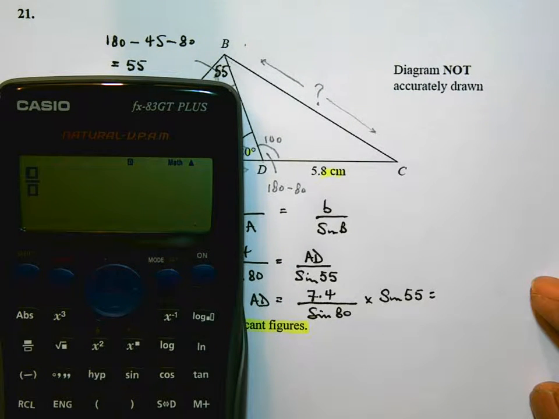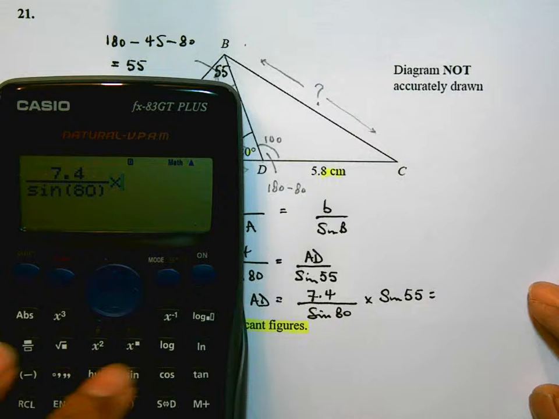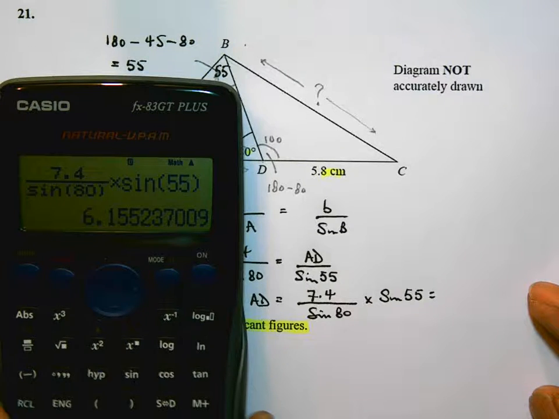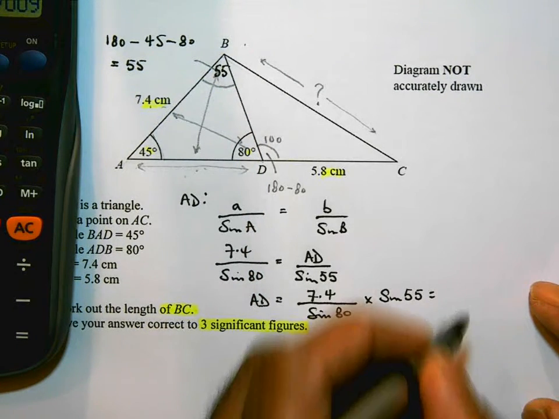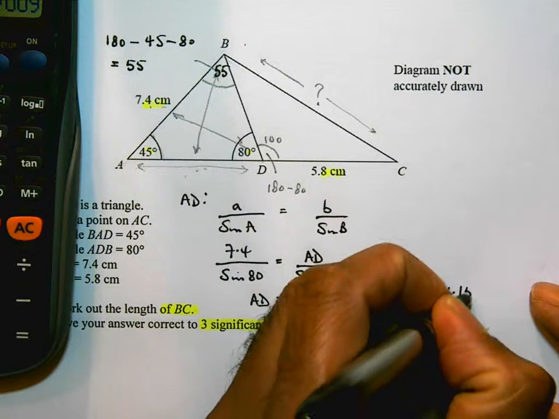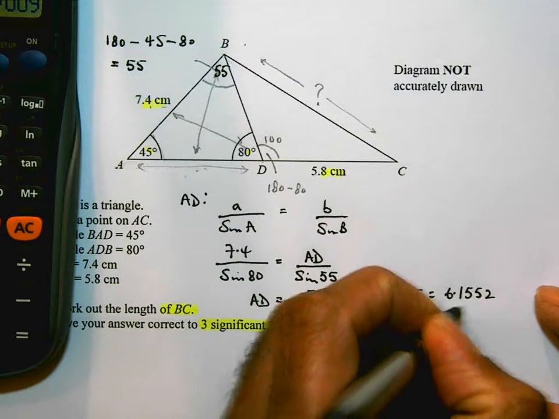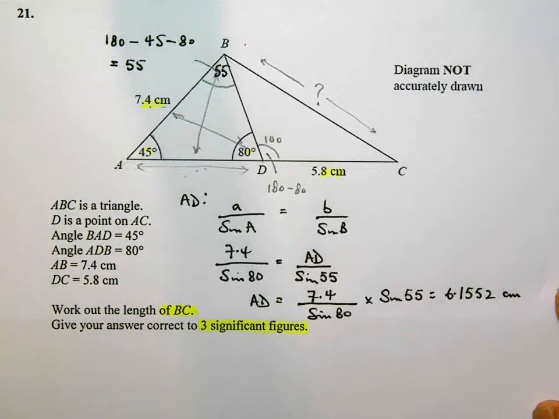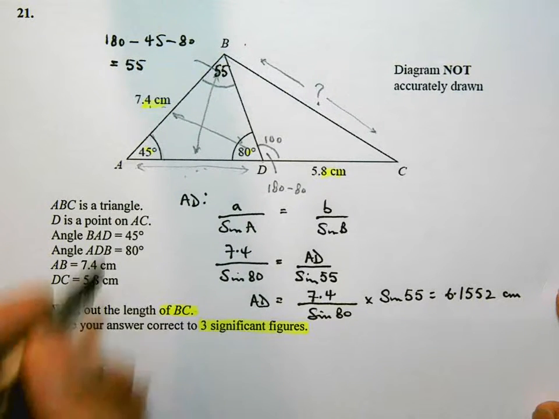I'll use my calculator to work out the value of that. So I'll use the fractions key to do 7.4 over sine 80, and then times that by sine of 55. Closing the brackets, that gives me 6.1552. So just writing that in, 6.1552, and that's in centimeters.